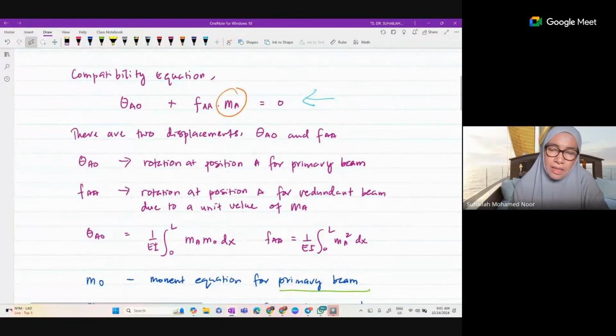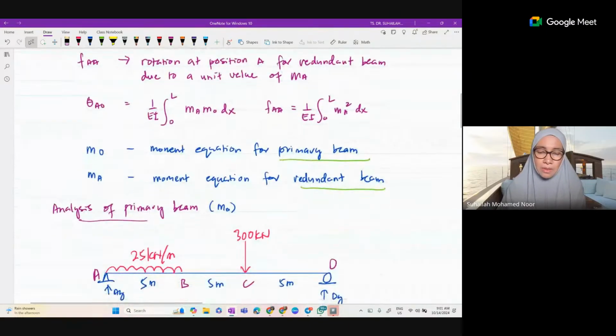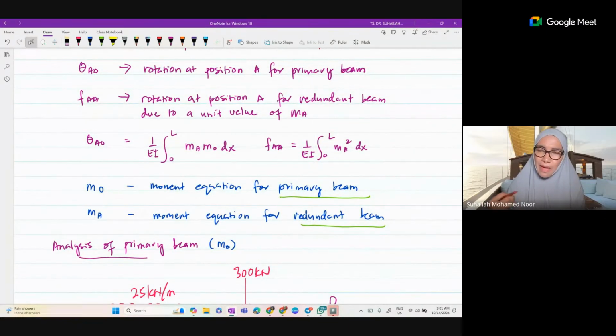Okay, so these 2 displacements have formulas. In the formula there is the moment equation. Again the labels inside are naught and A. Naught is for primary, A is for redundant, MA for the redundant. If it is B it becomes MB, MC, MD. That's why there is a standard form where we change the redundants to 1, 2, 3. Okay, 1 redundant, M1. But for this first example we use the original symbols first. So that is why we analyse the primary beam and redundant beam.